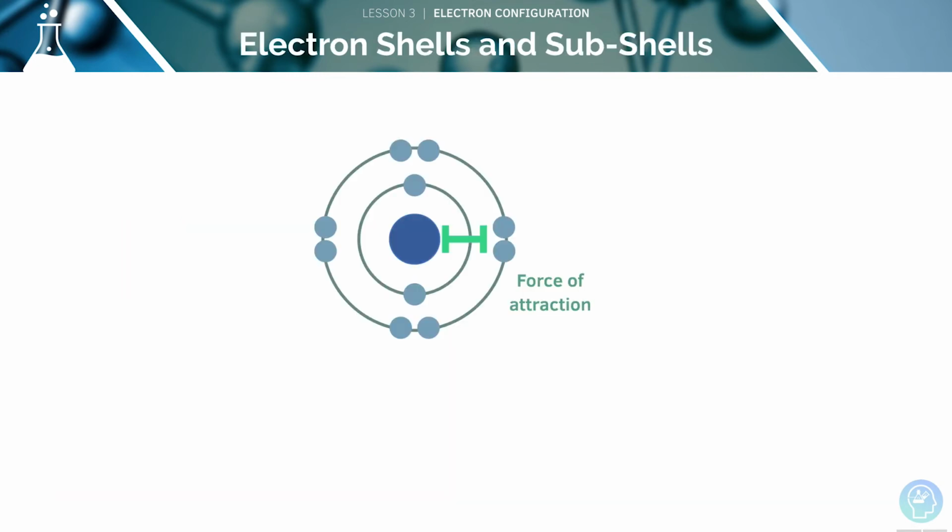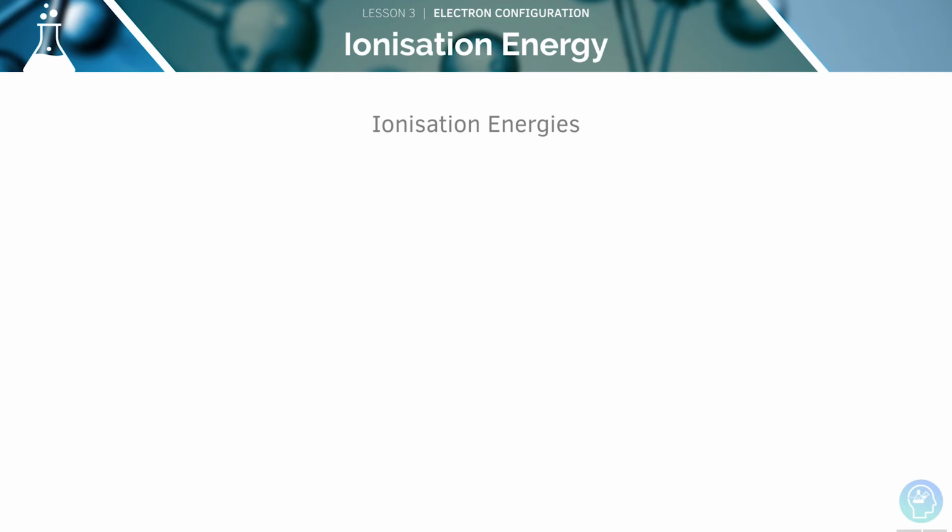This is because energy is required to break the force of attraction between the electron and the central positive nucleus. Electrons will move in electron shells around the central nucleus. They'll be attracted to the positive nucleus. The different shells will represent specific energy levels. If we try to remove an electron, this is known as ionisation.